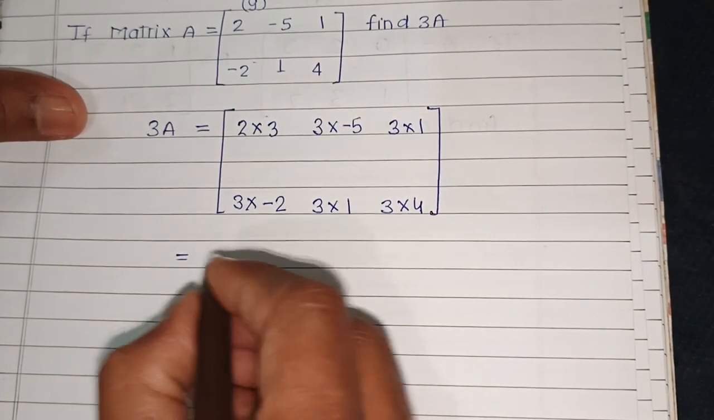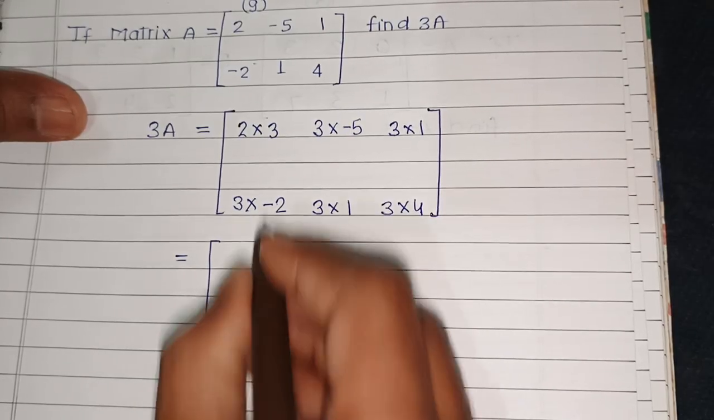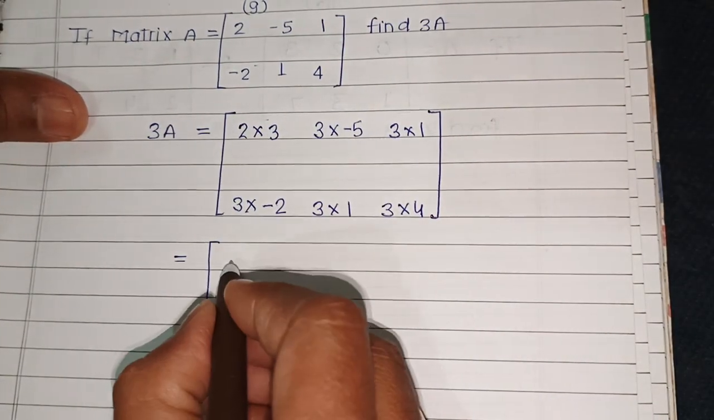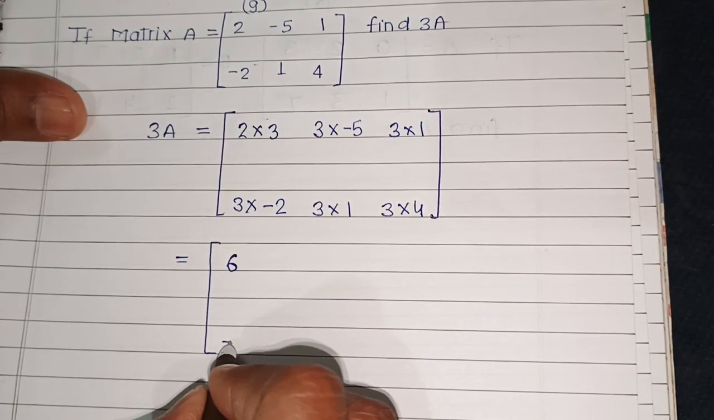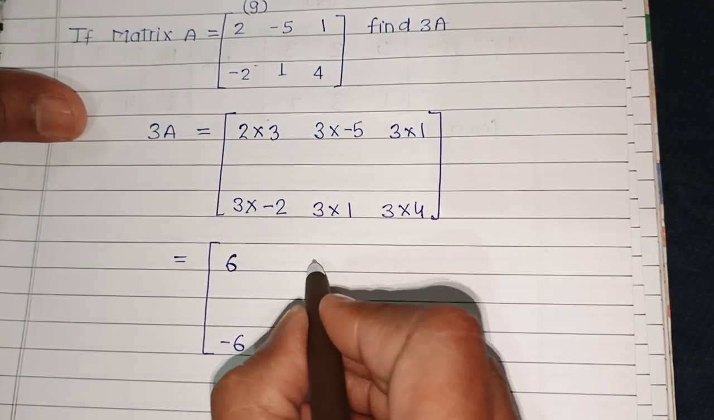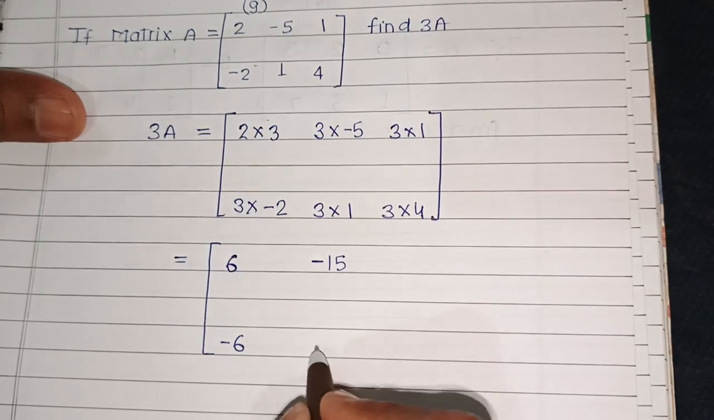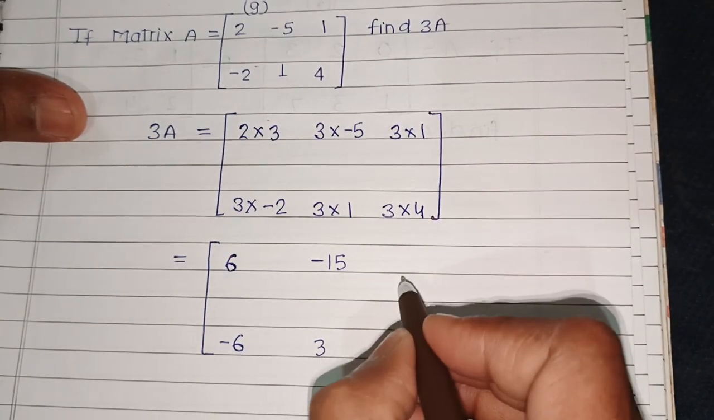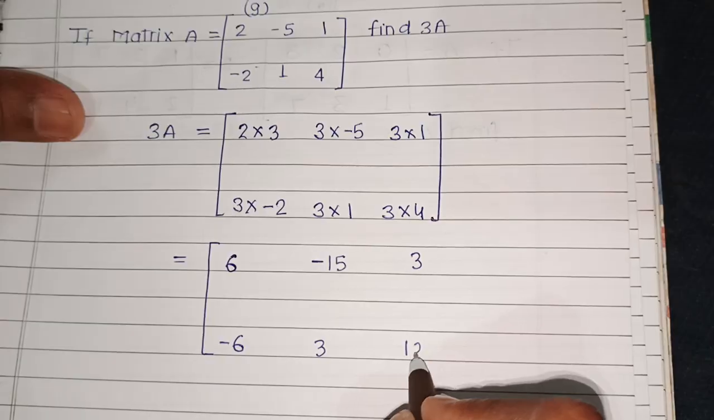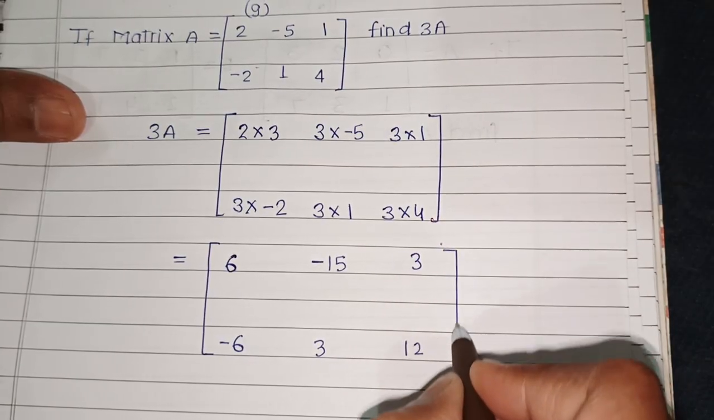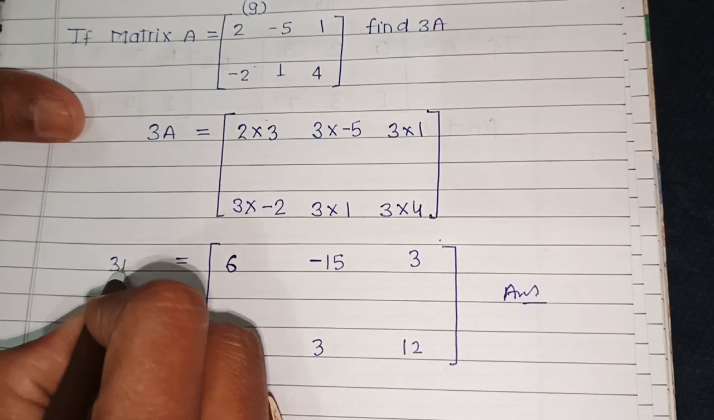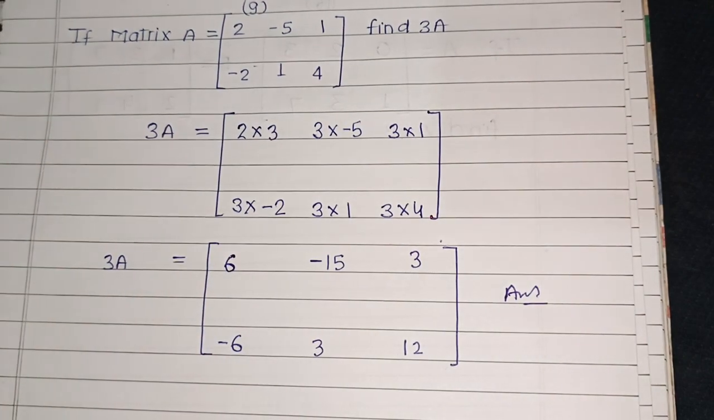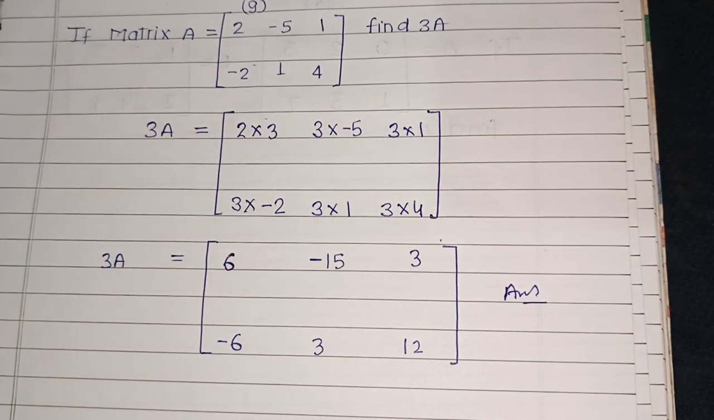Now 2 into 3, 6, and that is minus 6, that is minus 15, that is 3, that is 3, that is 12, that is answer. Note down, this is a very important question.